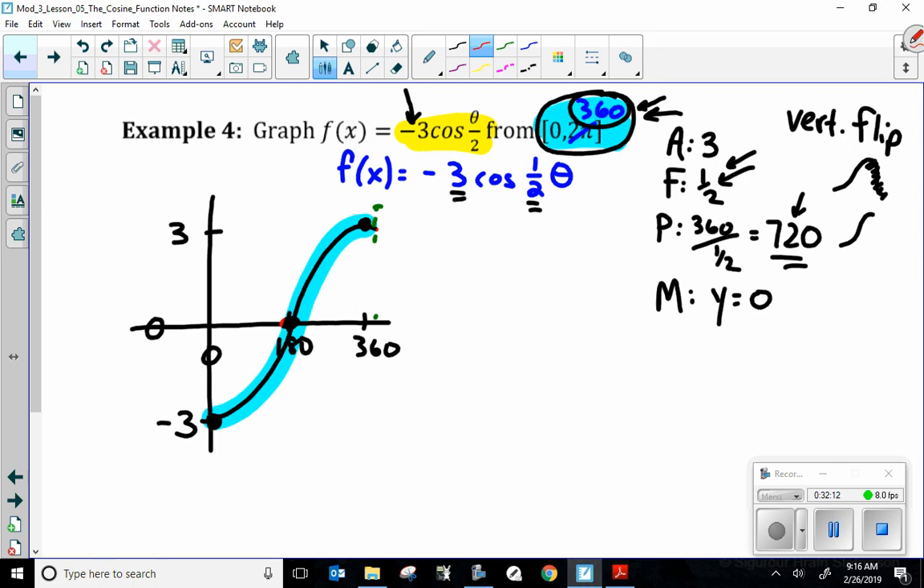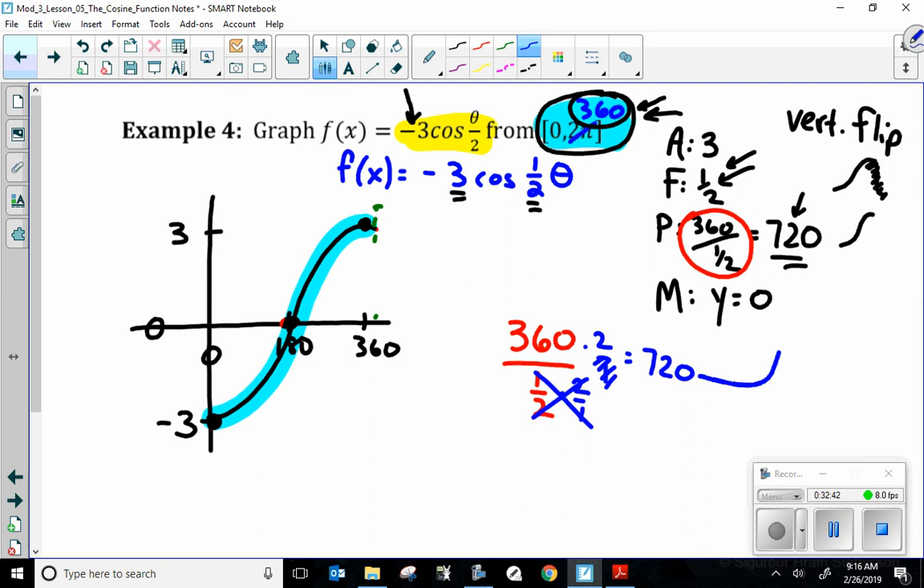Let's go back a problem here. When I took 3, I cannot take 360 and just divide it by a half and say, oh, it's 180. No, dividing it into halves would make them 180. But when I divide by a fraction, I need to multiply by the reciprocal, 2 over 1, to get rid of it. So I need to multiply the top by 2 over 1. 2 over 1 is the same thing as 2, isn't it? 360 times 2 is 720. Okay, that's how this works.